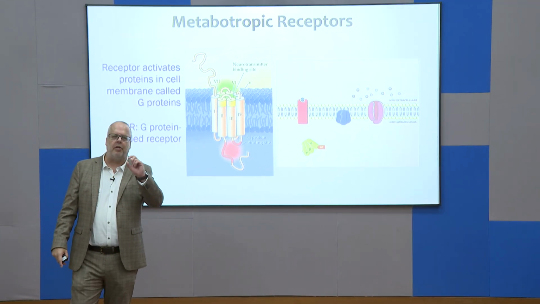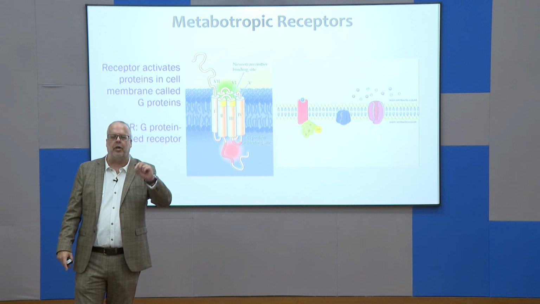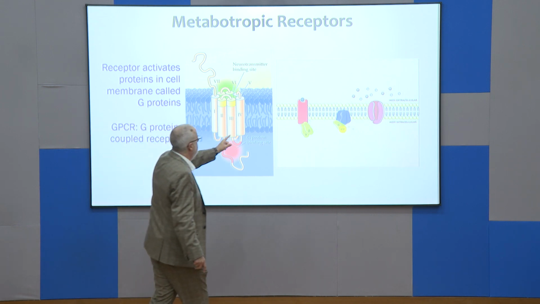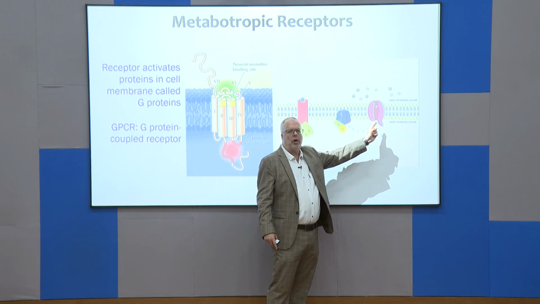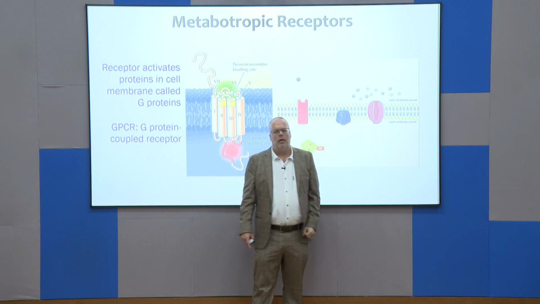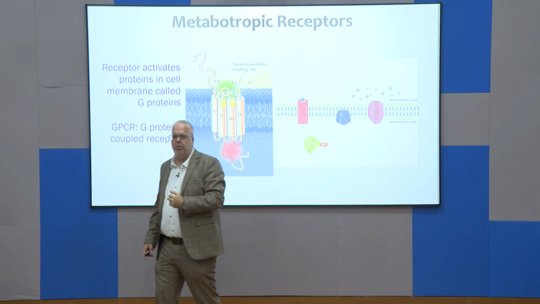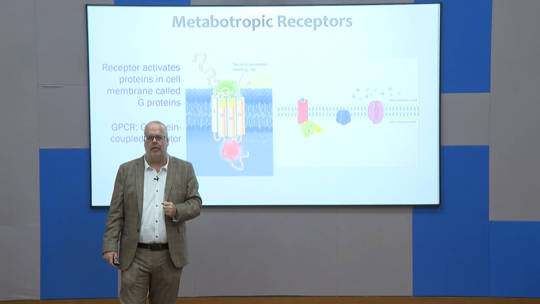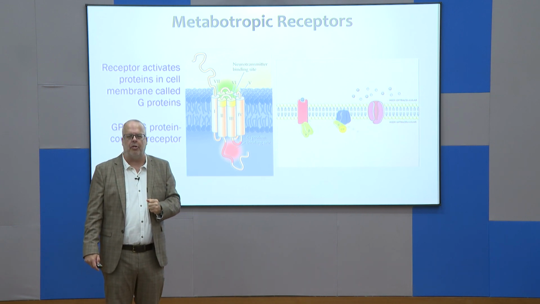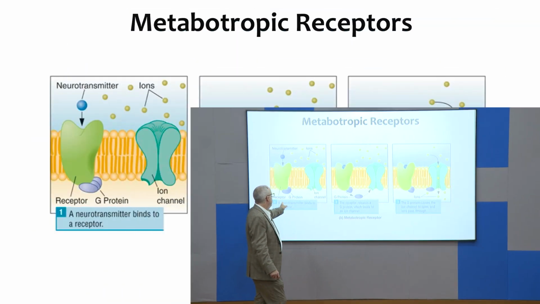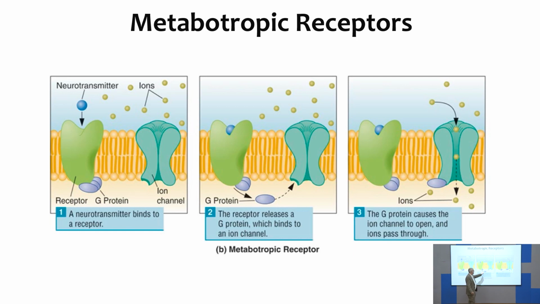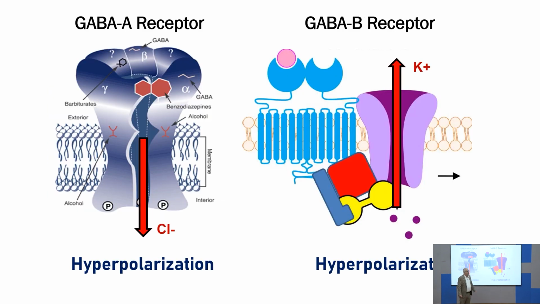Now, why this is important is a metabotropic receptor can have multiplicative effects. That is, when the neurotransmitter binds, it can cause not just 1 channel, but 5 or 10 or 20 channels to then open, allowing ions to flow in or out. So again, it can have a much bigger effect on the voltage of the synaptic terminal than what an ionotropic receptor does. So neurotransmitter binds, it releases the G protein, that G protein binds to a channel, and voila, ions flow in or out. So again, let's look at 2 examples.